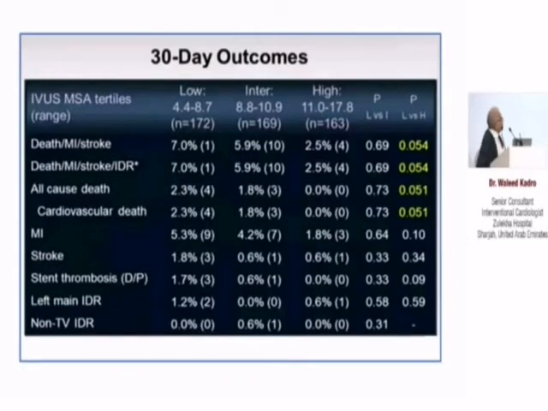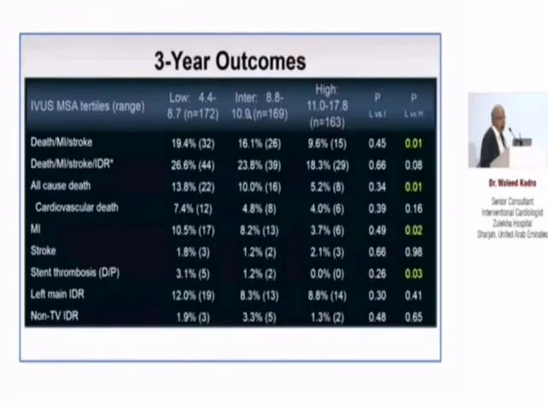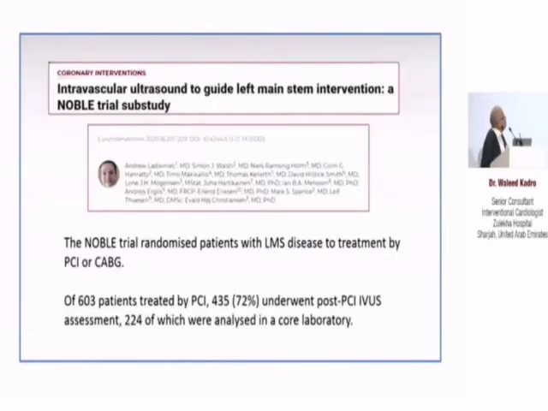And with that, we got significant improvement in all this outcome, although the p-value is just at the borderline, but this is at 30 days. It's too early to assess the result. But look at 3 years. By getting the best result and more minimal lumen area, we got significant improvement in death, MI, stroke, and all death. All of that are significant, and the p-value is 0.01. So this is for the Excel.